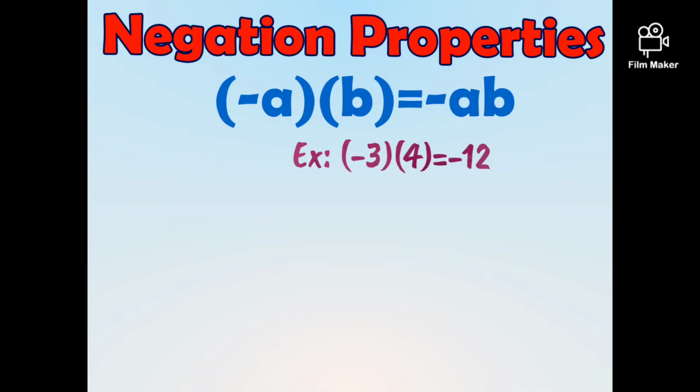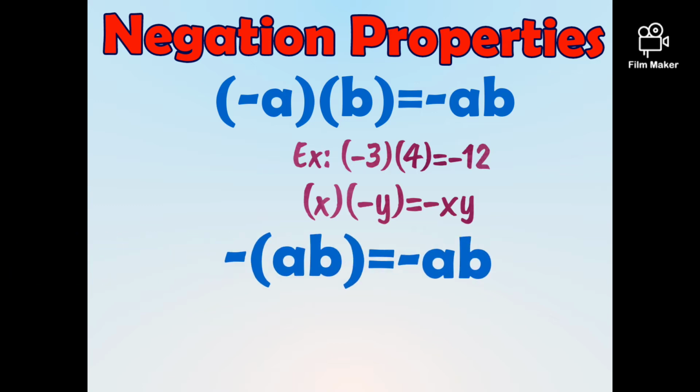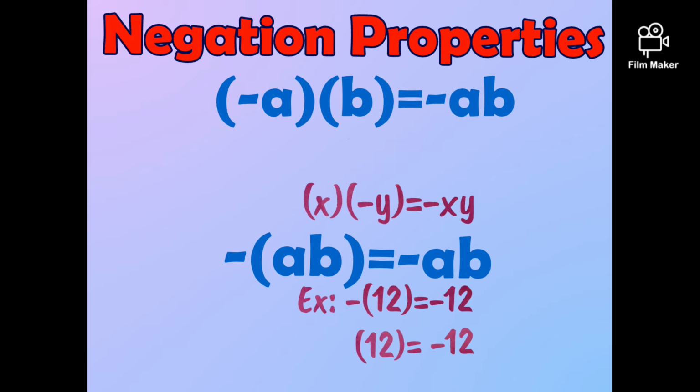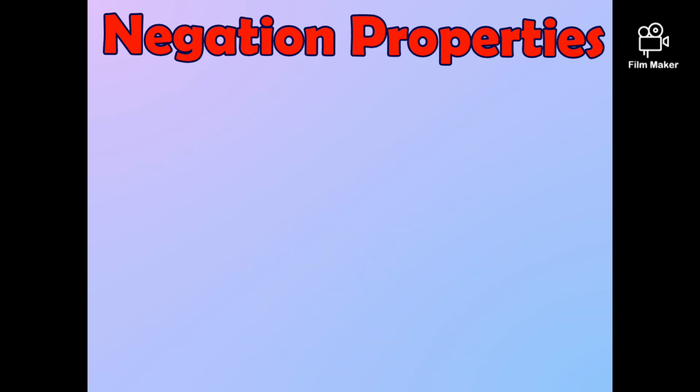For example, negative 3 multiplied by 4 is equal to negative 12. And x multiplied by negative y is equal to negative xy. Next negation property: a negative sign multiplied with any number would be equal to a negative. For example, a negative multiplied with 12 would be negative 12. That negative sign has an attached invisible 1, that is, negative 1 multiplied by 12 is equal to negative 12.